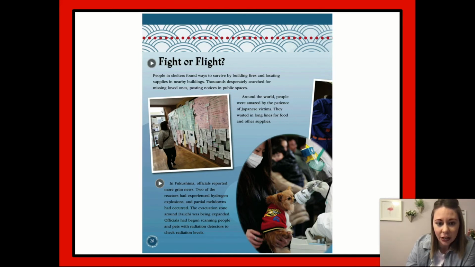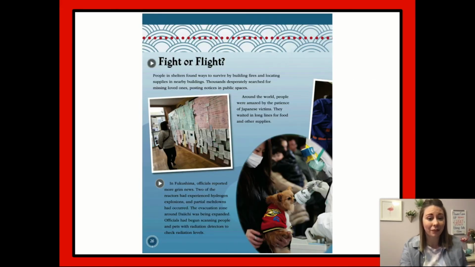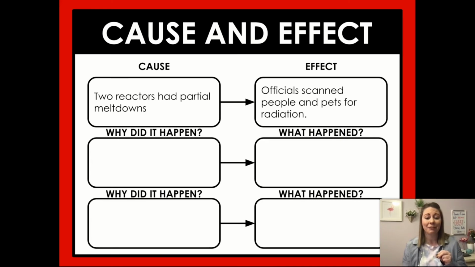Officials had begun scanning people and pets with radiation detectors to check their radiation levels. So I'm going to start with the why this time, and the rest of the times we'll start with the effect, the what. But here's the why. Two reactors had partial meltdowns. So what happened because of that? Because of that, again, at the bottom of that, it says that officials had begun scanning people and pets with radiation detectors. So I'm going to fill that in as the effect.